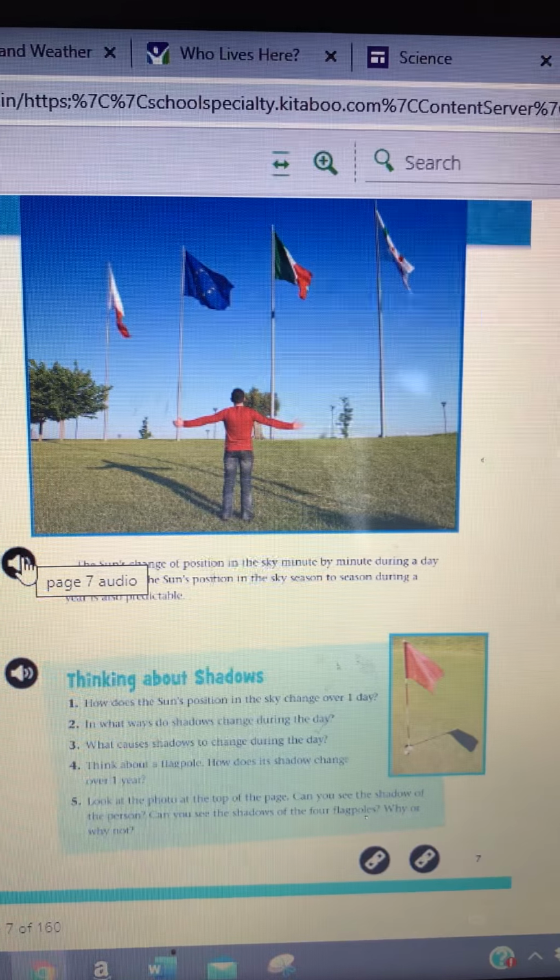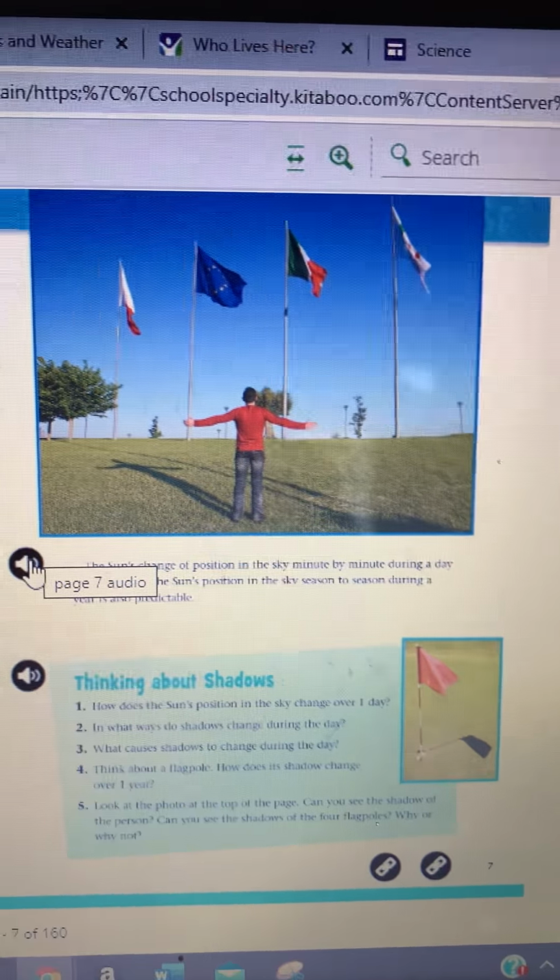Last page. And sorry for the barking and the talking. I have people here and a dog.